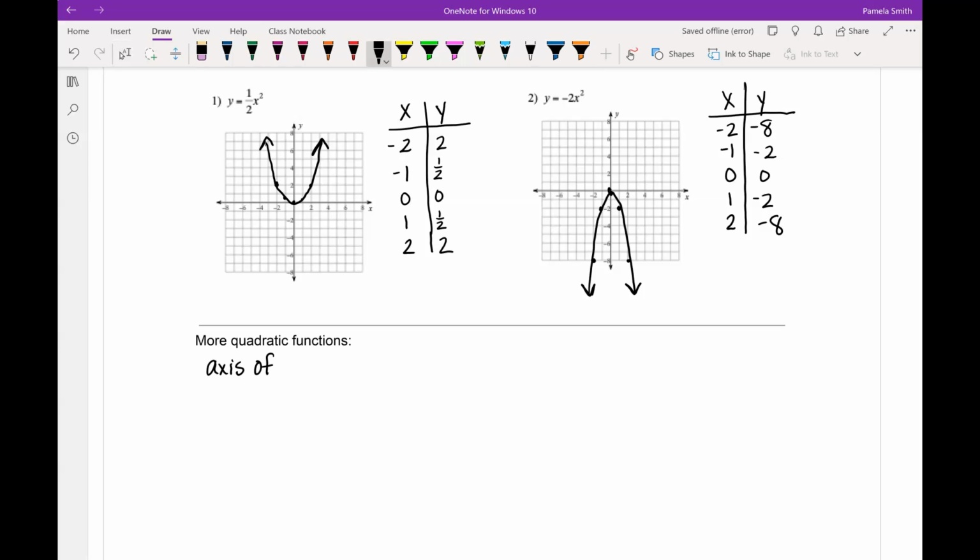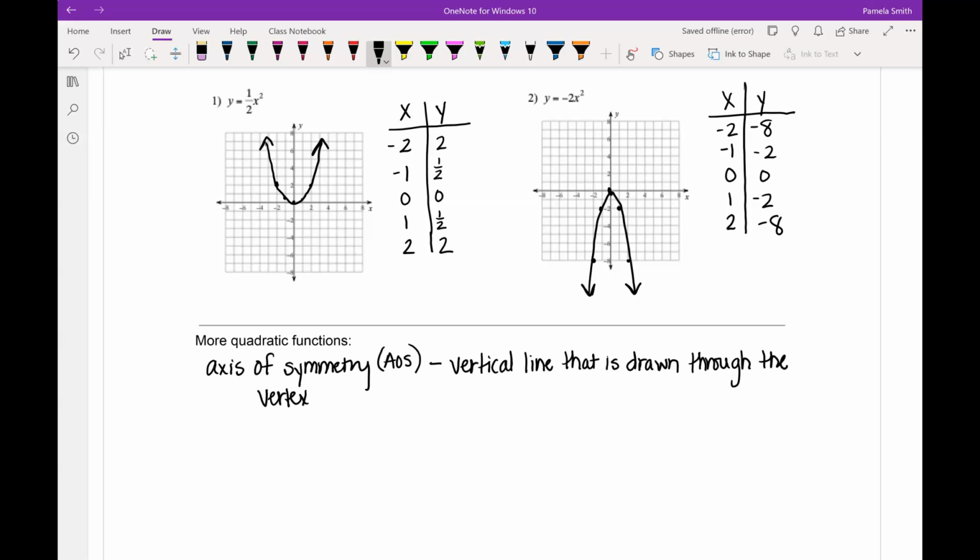So axis of symmetry, and I will abbreviate that as capital AOS as we refer to it, is the vertical line that is drawn through the vertex of the parabola. In other words, this is what cuts the parabola in half.